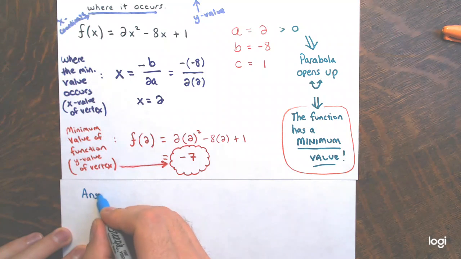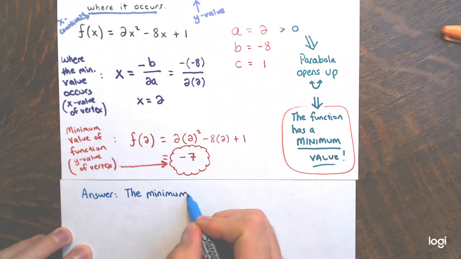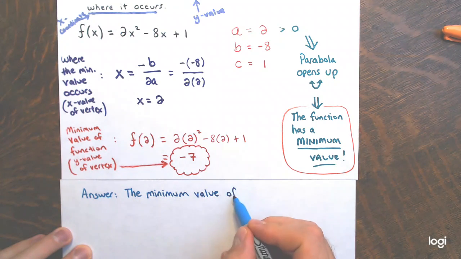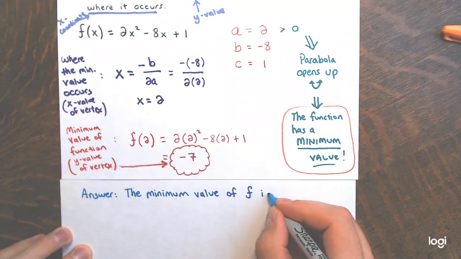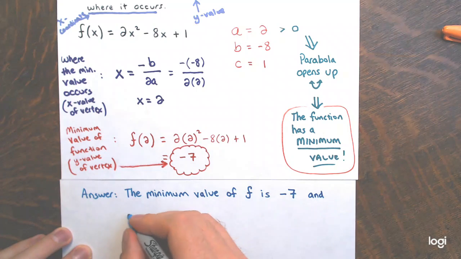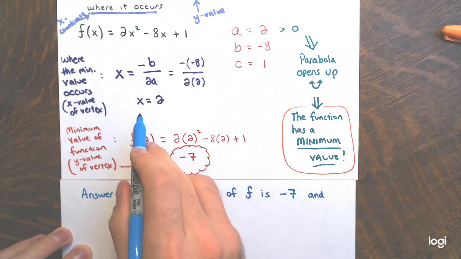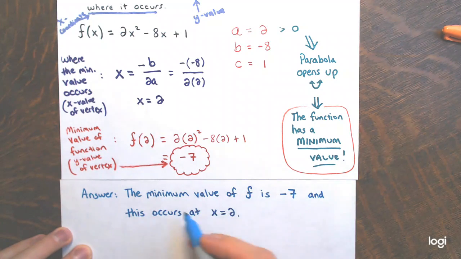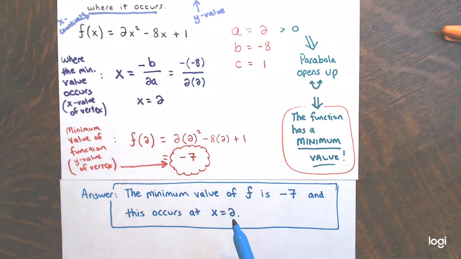The way I would answer this is: the minimum value of function f is negative 7, and this occurs at x equals 2. That is what I was asked for. Find that minimum value, and also state where it occurs. What's the input?